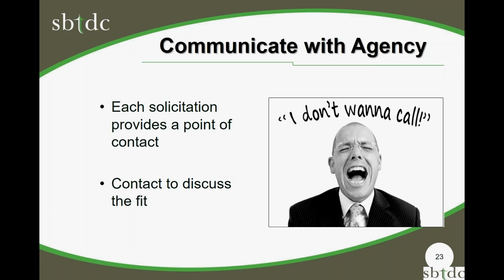The goal of that conversation with the program manager should be: is my area of technology a good fit? Is it a strong fit? Does it align well with what the agency is looking for? Okay, that should be the end goal of your communication.